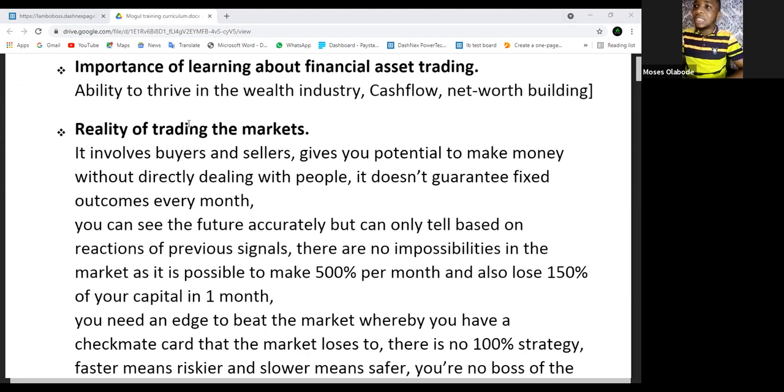Another thing is that the market gives you the potential to make money without dealing directly with people. Of course, it is people's money that is in the market, but you are not dealing directly with them. What are you dealing with? You are dealing with human behavior. You're not dealing directly with them, like talking to them, no. You are trying to read their mind. What are they about to do next?